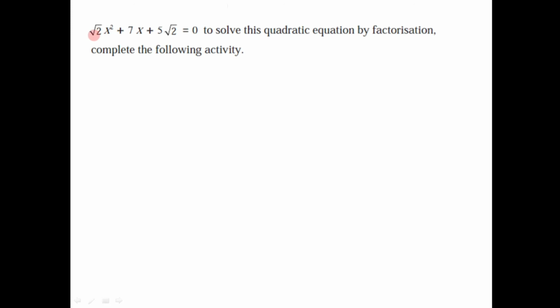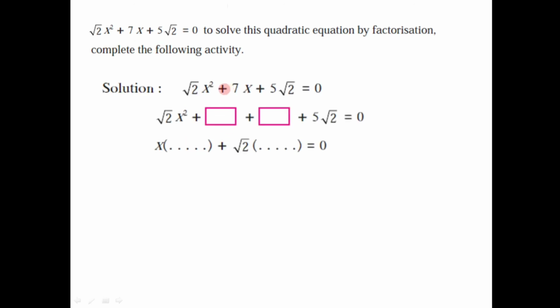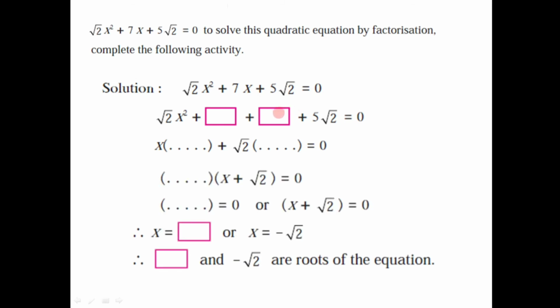Now we have one question. Root 2x square plus 7x plus 5 root 2 is equal to 0. To solve this quadratic equation by factorization, we have to complete the following activity. So in the first step, the quadratic equation itself is given, root 2x square plus 7x plus 5 root 2 is equal to 0. So this is the activity given.